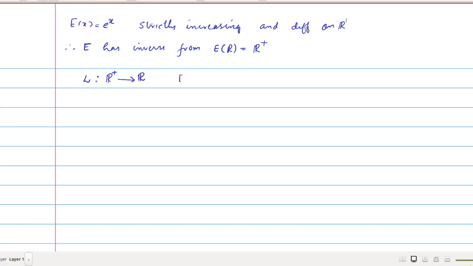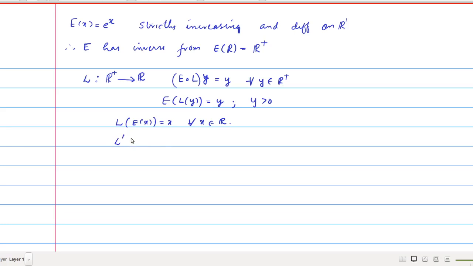Such that E composition L equals the identity function. That means E composition L of some y equals y itself for all y belongs to R plus. Okay, so this is the definition. In the other way we can write E of L of y equal to y for all y greater than 0. Equivalently you can get L of E of x, that is x itself, for all real numbers x which belongs to R.